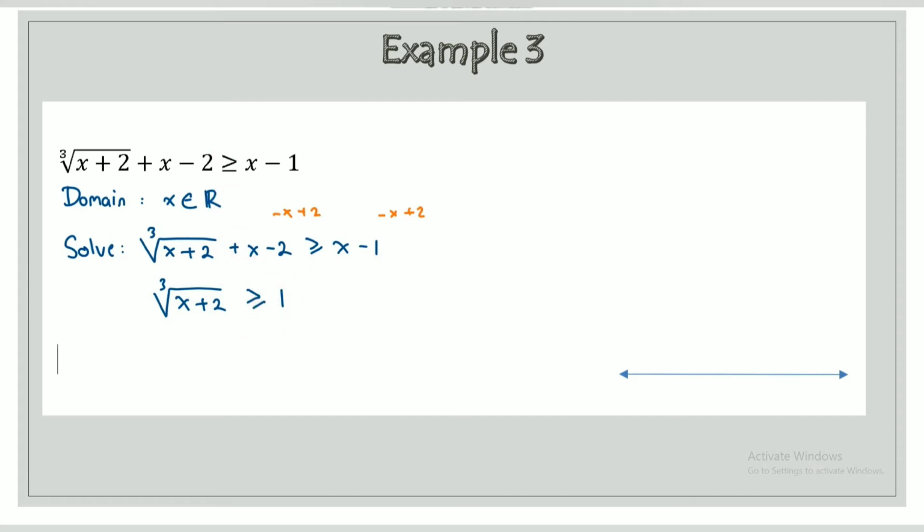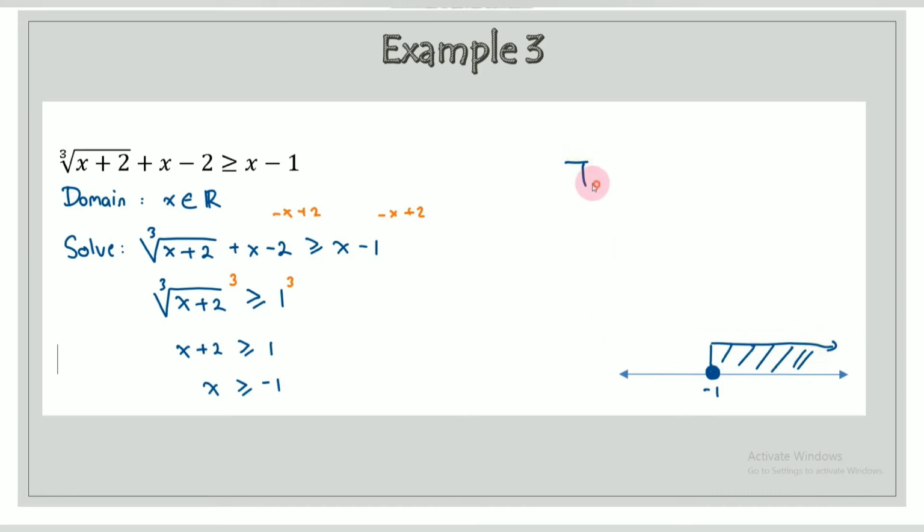Okay, so after we have isolated, let us cube both sides, and then it will be x plus 2 greater than or equal to 1. So let's isolate the x by subtracting both sides by 2, I'm sorry. So it's x greater than or equal to negative 1. So the solution will be all values of x that are greater than or equal to negative 1. And the domain itself will be all real numbers.